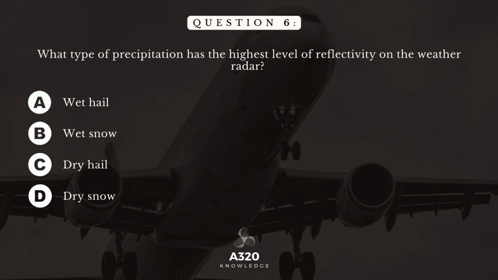Question 6. What type of precipitation has the highest level of reflectivity on the weather radar? The answer is wet hail.